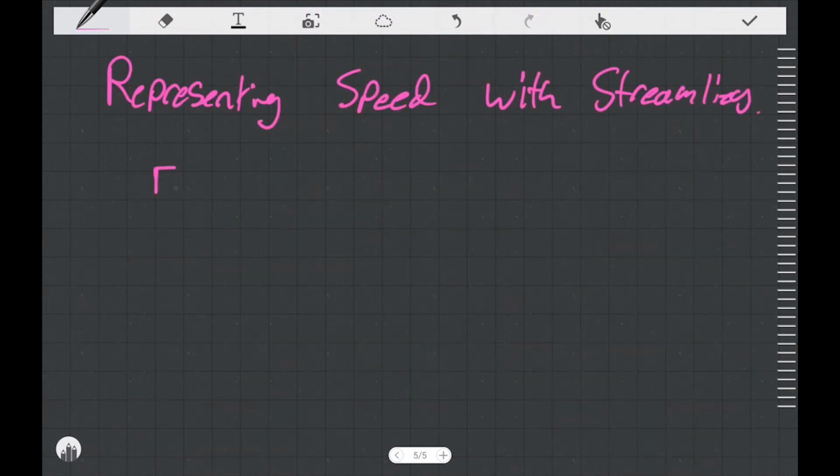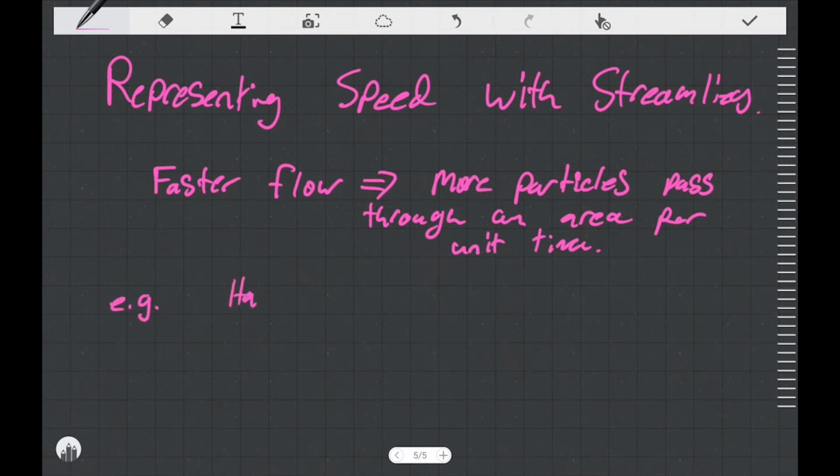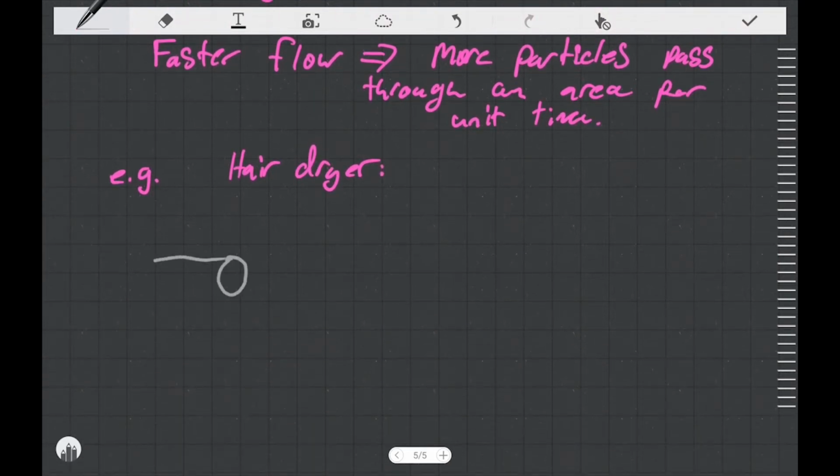We've spoken a fair amount about representing the direction of velocity with streamlines. But remember that the other component of velocity that we need to represent is the actual speed of the fluid flow. So what we know is that a faster flow means that more particles will be passing through an area per unit time. As an example, I want you to think about a hairdryer on high speed versus low speed.